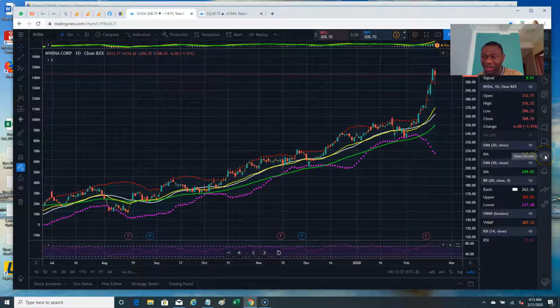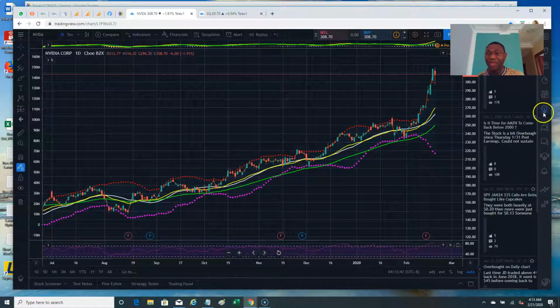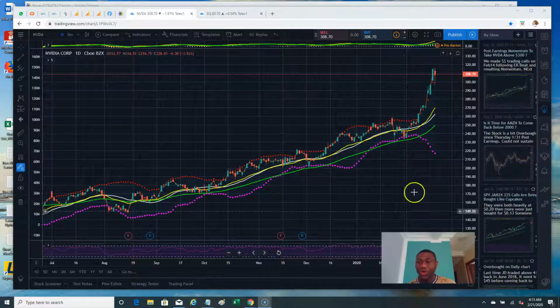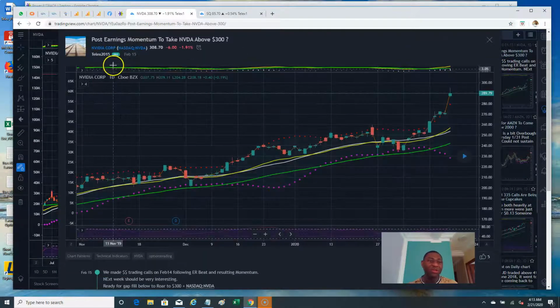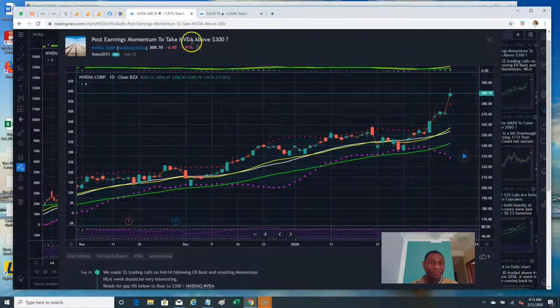And on that idea on TradingView, maybe I could share my idea. Let's see here, idea stream. Those are other people's ideas. Those are my ideas. So let's then see. Let me move this here. Post earning, yep, this is the idea I posted on Nvidia: post-earning momentum to take Nvidia above 300.